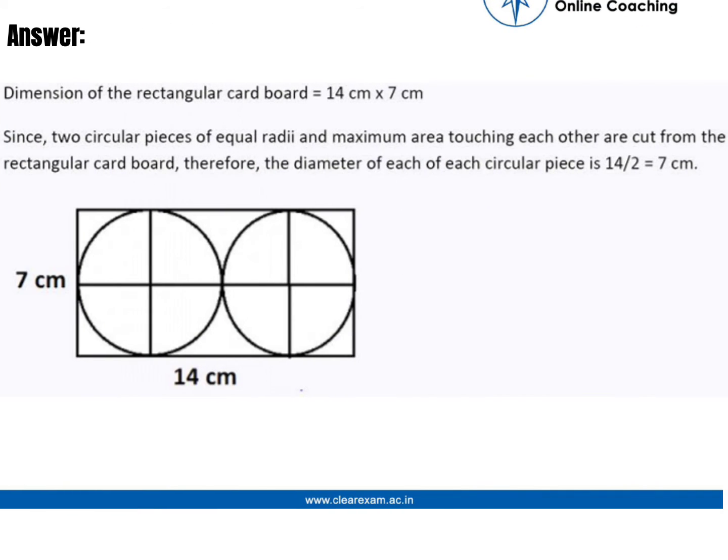The dimension of the rectangular cardboard is 14 into 7. This is given, 14 is the length and this is the breadth, as I have told you in the previous slides. Since two circular pieces of equal radii and maximum area are cut out from the rectangle, the diameter of each circular piece is 14 divided by 2, which equals 7. Now we have to find the radius.